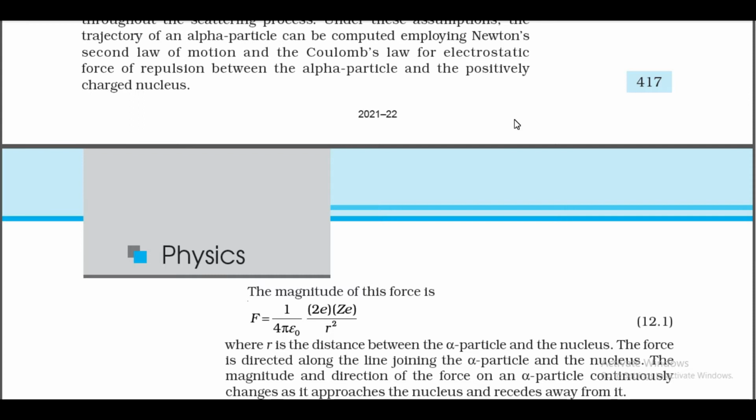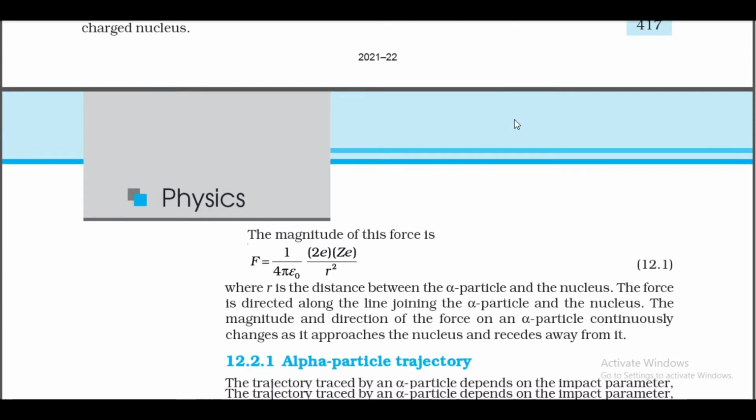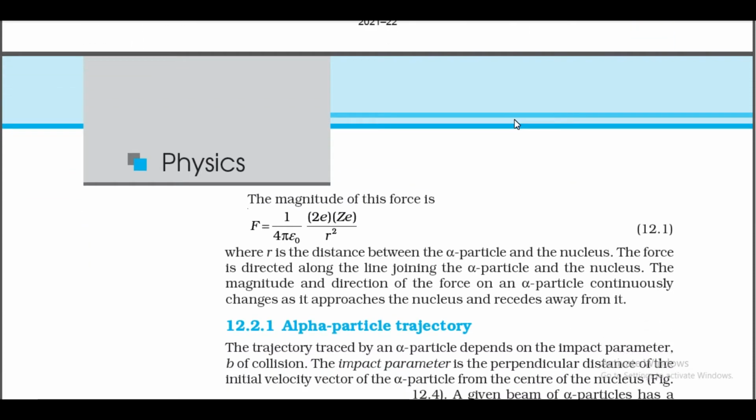The magnitude of this force is F equals 1 by 4 pi epsilon naught, 2e into Ze by r square, where r is the distance between the alpha particle and the nucleus. The force is directed along the line joining the alpha particle and the nucleus. The magnitude and the direction of the force on an alpha particle continuously change as it approaches the nucleus and recedes away from it.